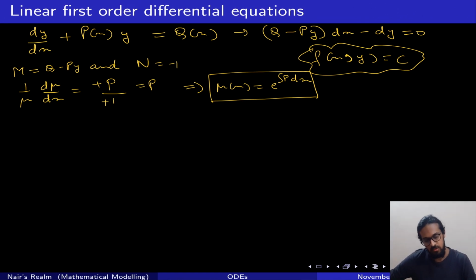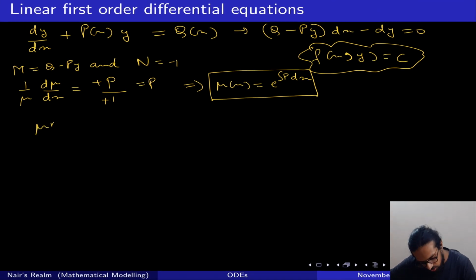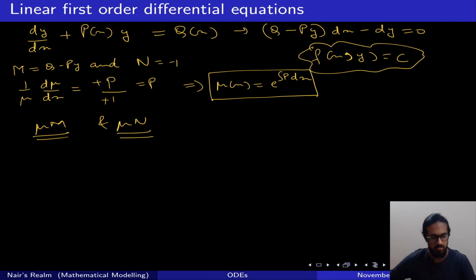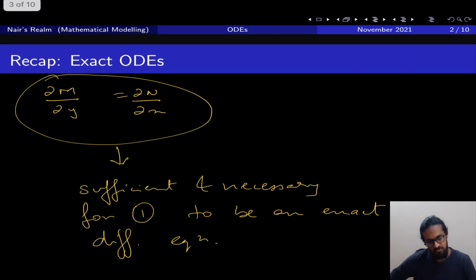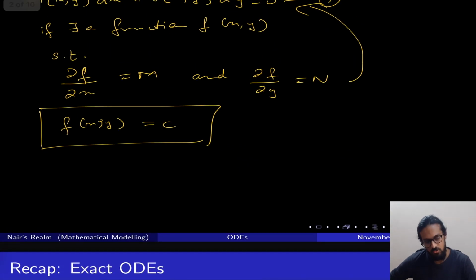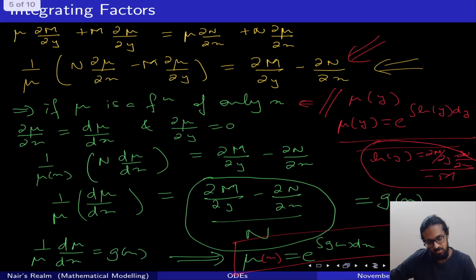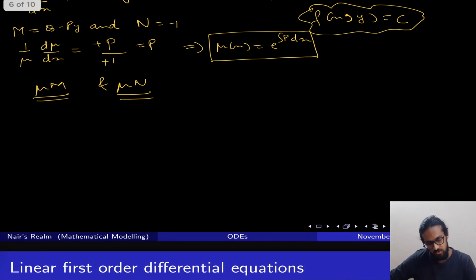We can see this. So now this means that mu m and mu n are exact functions, and the way to solve for exact differential equations, we know that dou f by dou x is equal to m and dou f by dou y is equal to n. If we do this, we'll be able to solve for f and we will get the exact differential equation solution. We'll be able to find the function f and we'll be able to solve it. So it's good to note that this is the integrating factor for our linear first order differential equation.